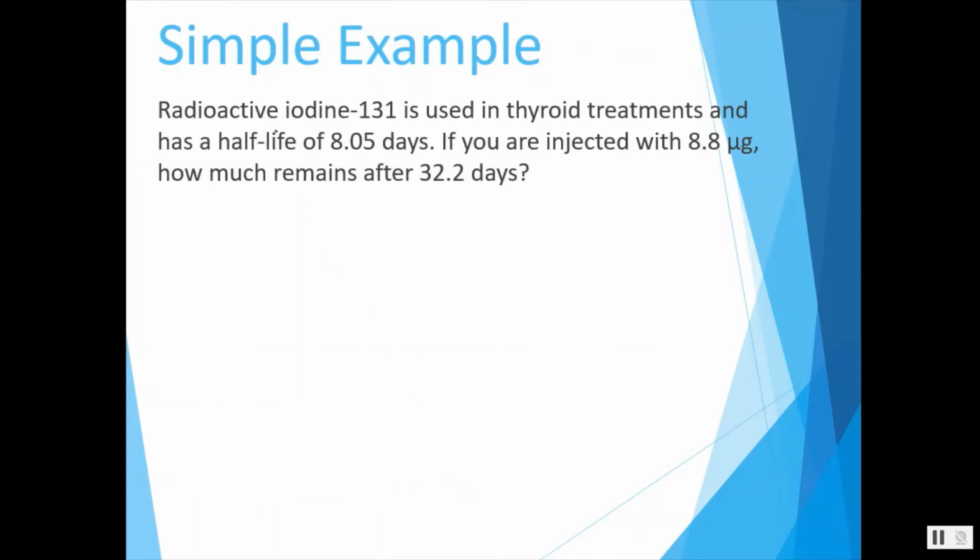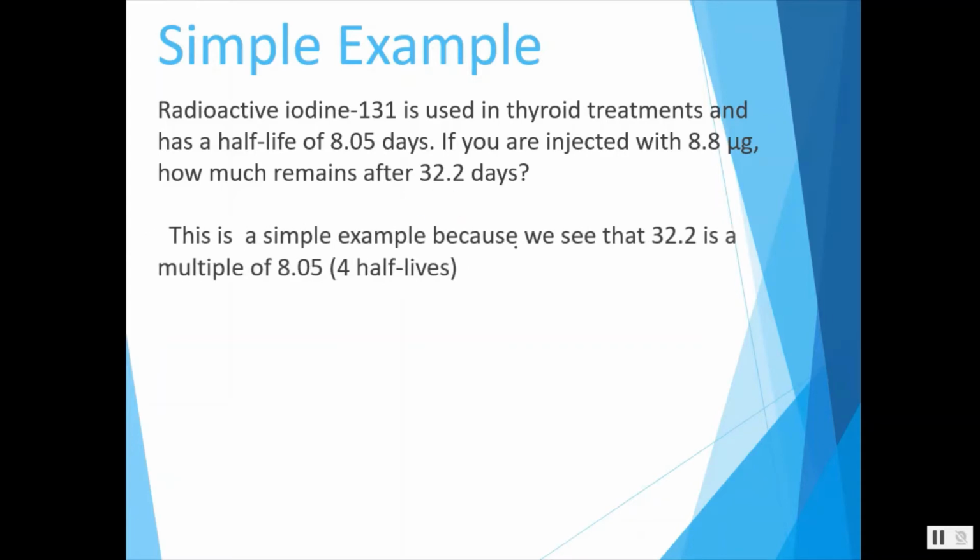So now let's work through an example. We have iodine-131, which is radioactive and is used in thyroid treatments. It has a half-life of 8.05 days. If you're injected with 8.8 micrograms, how much is going to remain in your system after about a month? 32.2 days. There's two different ways that we can set up and solve this problem.